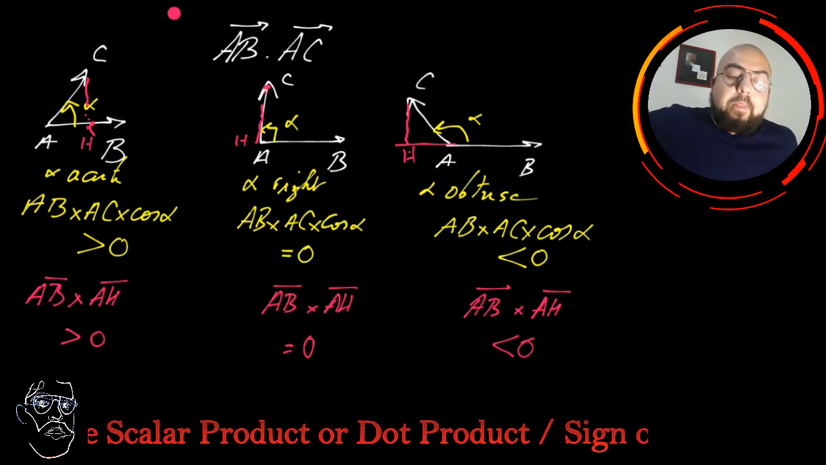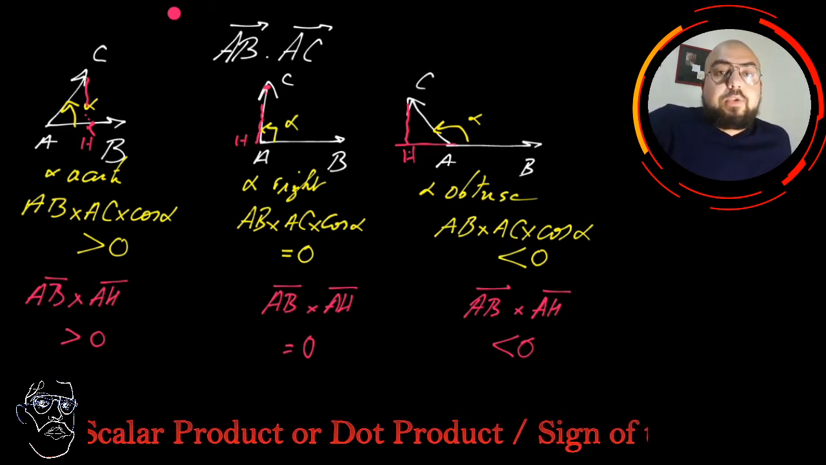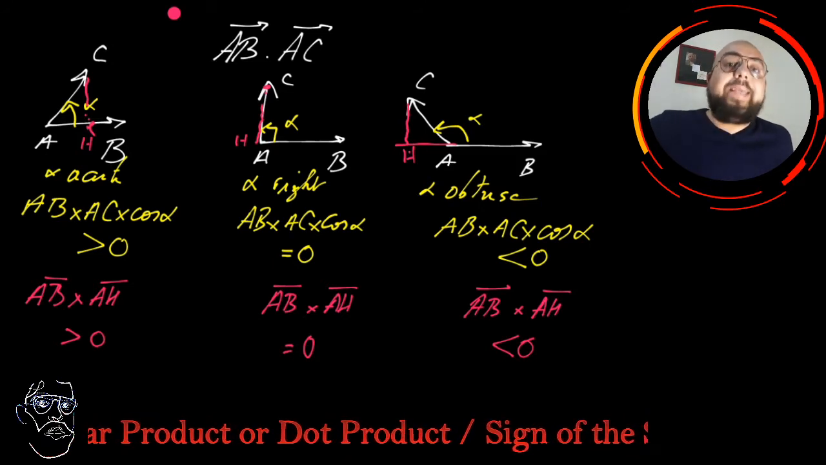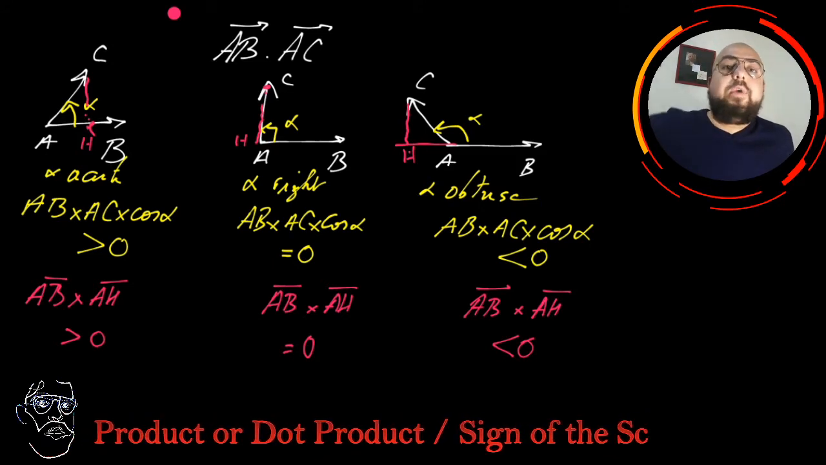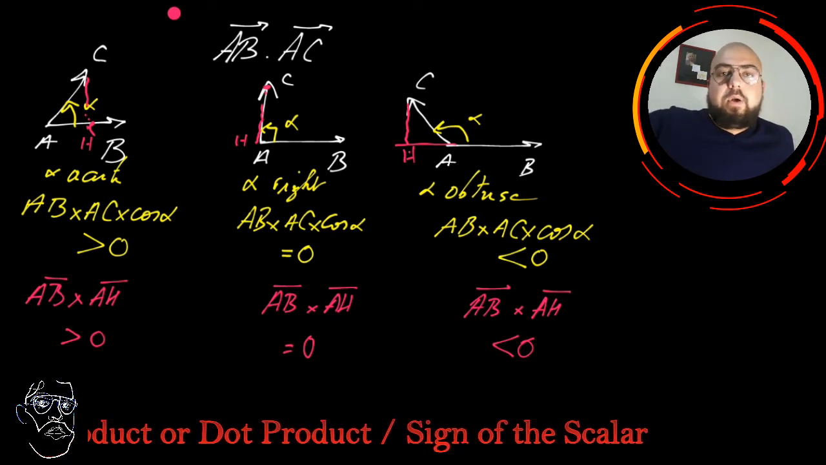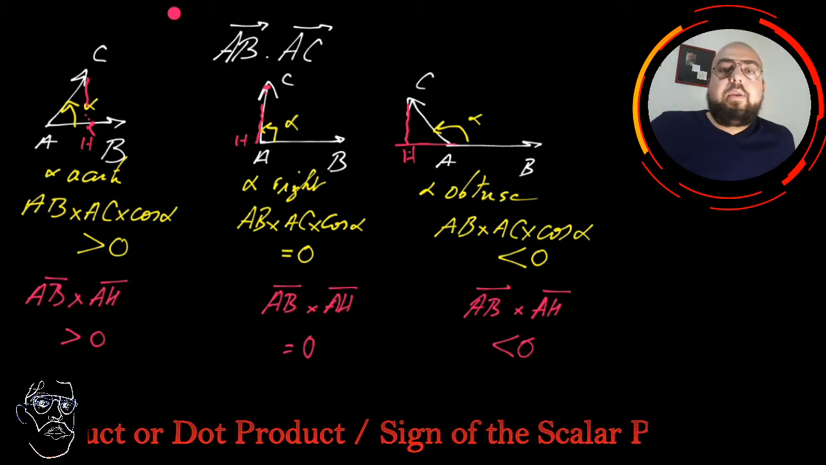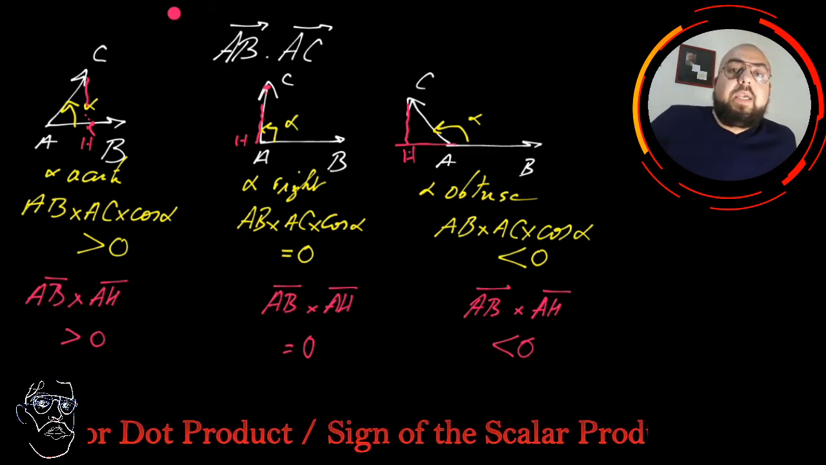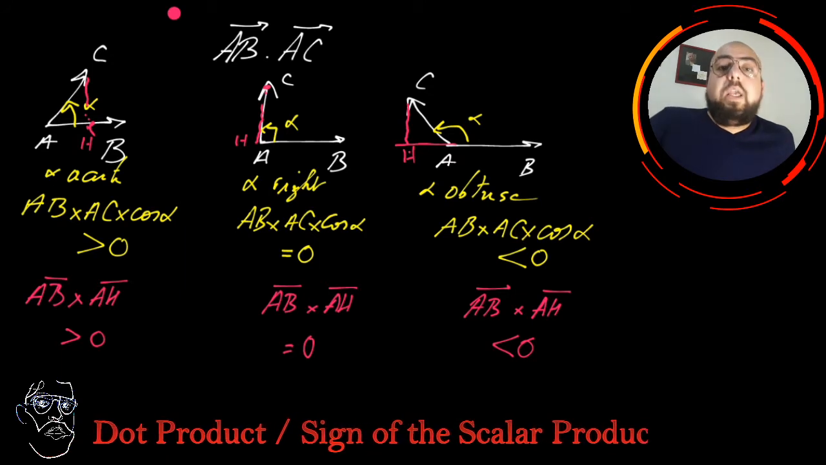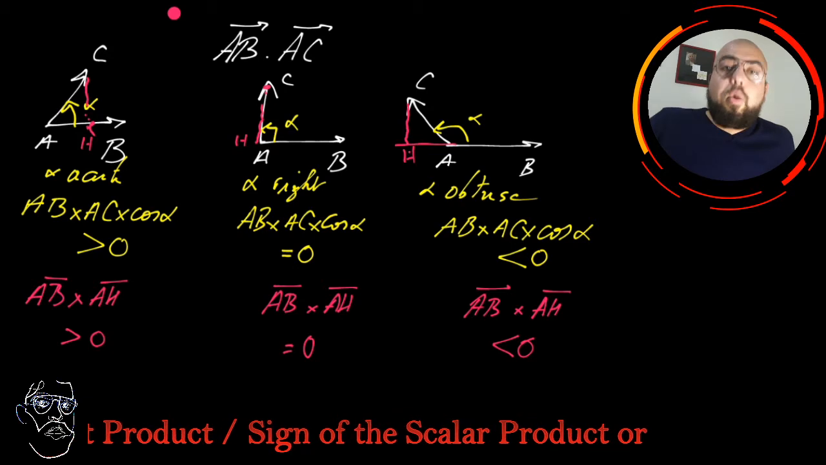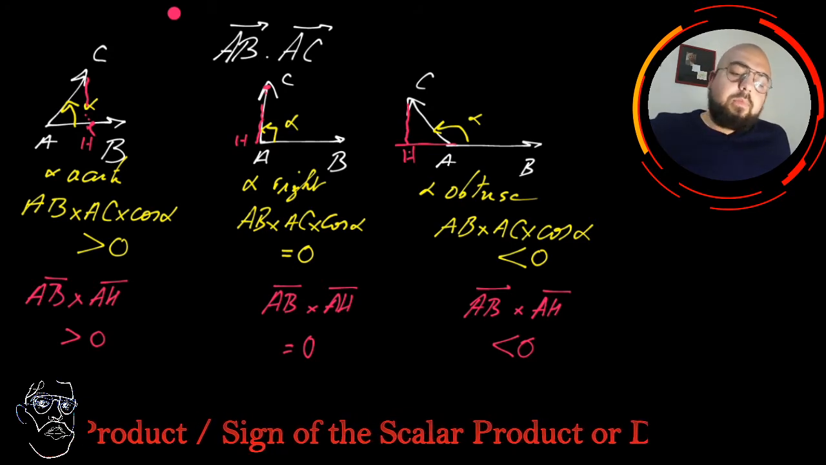So this was the part where we need to find out about the sign of a scalar product by checking the angle, or checking the new segment, which is a certain projection of that point C over the vector AB or the segment AB, we will have AB times AH. We have to check if AB and AH are both in the same orientation or opposite orientation.